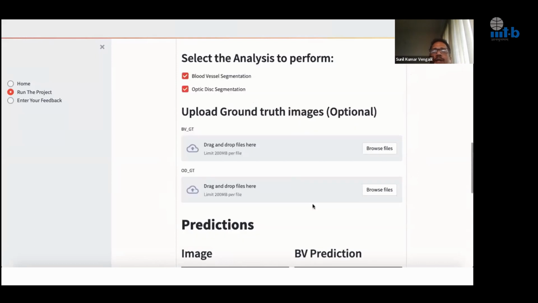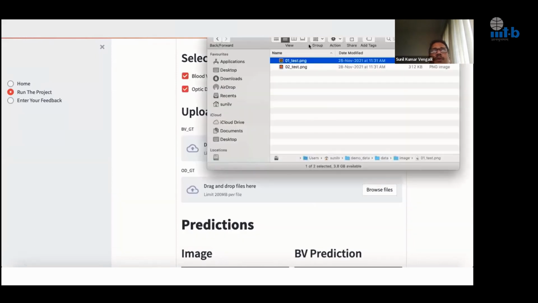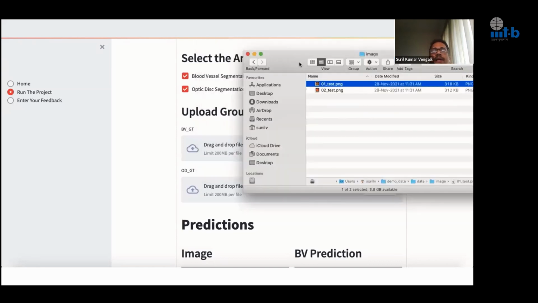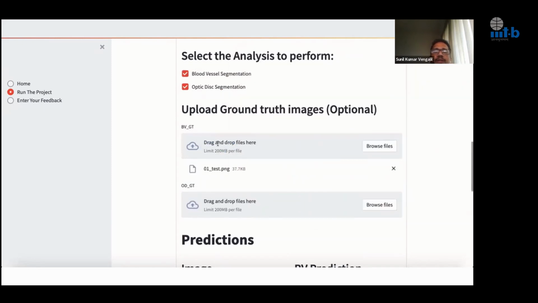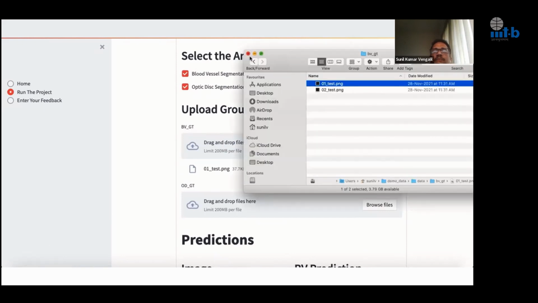Now I can optionally upload the ground truth also. If I have the ground truth images, I can upload them, whereby I can get a comparison and compute all the metrics with the prediction and ground truth. So here I'm just uploading the ground truth for blood vessel and optic disc. This is the optic disc ground truth I'm uploading.